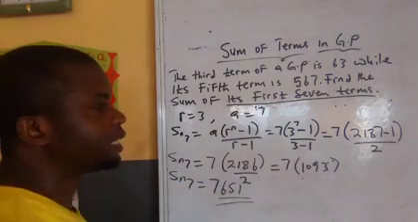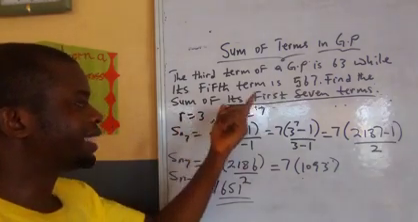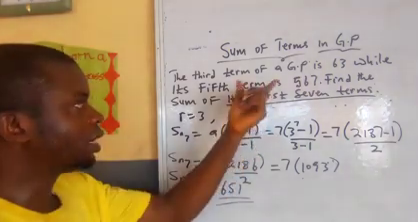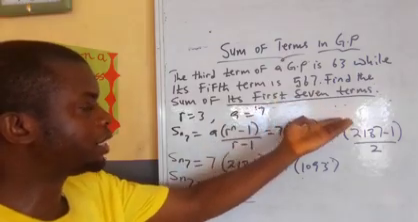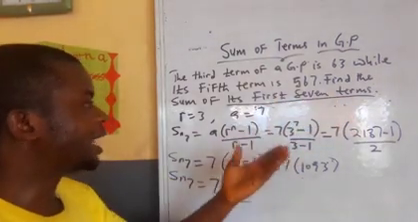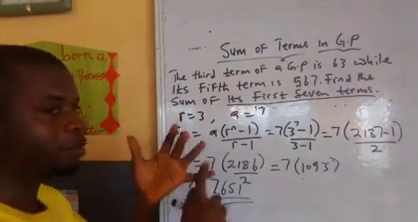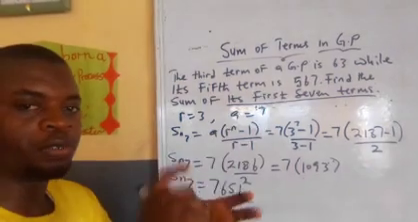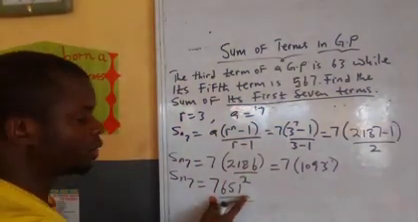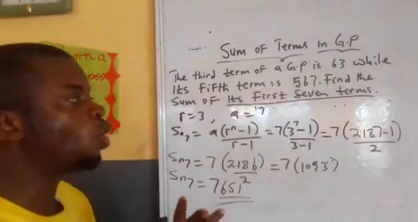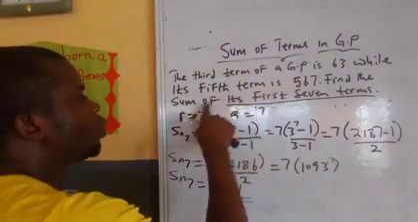7,651. So this means that if you get the first term, which is 7, then get the 2nd term, 3rd term, 4th term, 5th term, 6th term, and when you get the 7th term, by the time you add them all up, you are going to arrive at 7,651. That is the sum of all the terms from the 1st term to the 7th term, the sum of the first 7 terms.